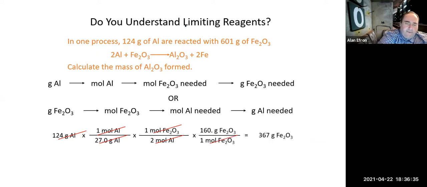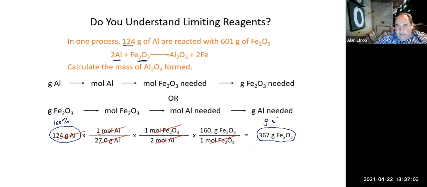But what they're basically doing here, which is another approach for limiting reagents, is a simple calculation between the two reactants. What they're trying to do is say, if I want to use up 100% of all of my aluminum that I started with, which is the 124 grams, how many grams of the other reagent is needed? And that's basically what this calculation is telling you.